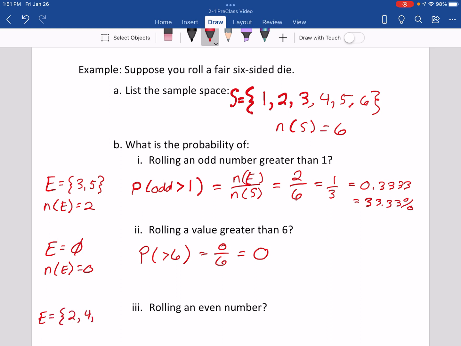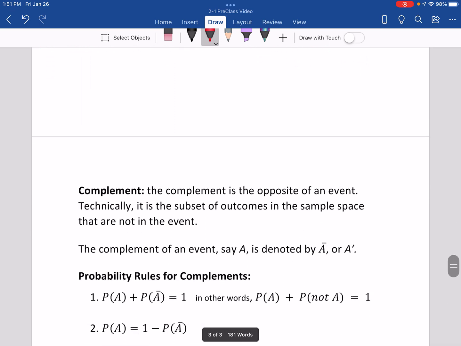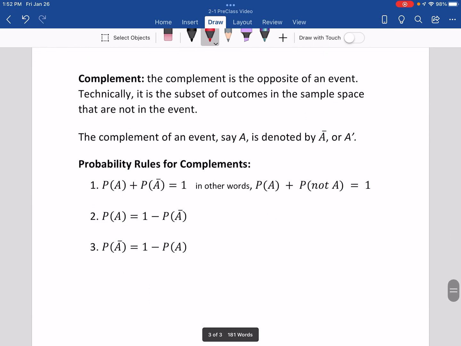Okay, rolling an even number. 2, 4, and 6 would be the 3 even numbers, so that has a cardinality of 3. So it would be 3 over 6. Or I could say 1/2, or 0.5, or 50%.